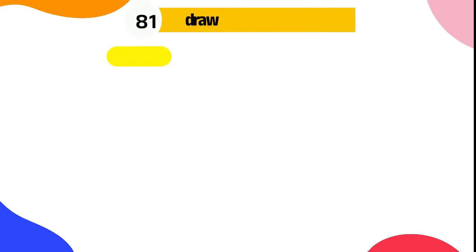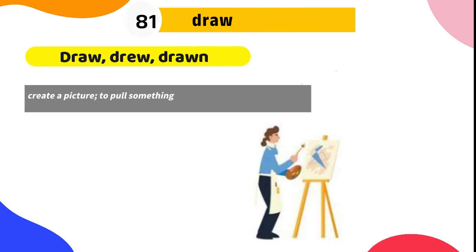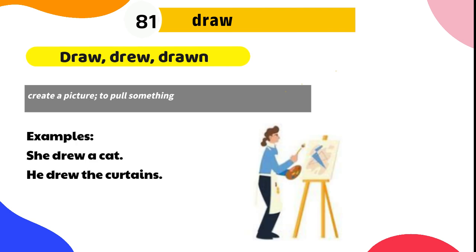Draw, drew, drawn. Meanings: to create a picture, to pull something. Examples: she drew a cat. He drew the curtains.